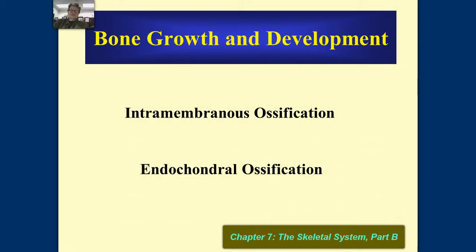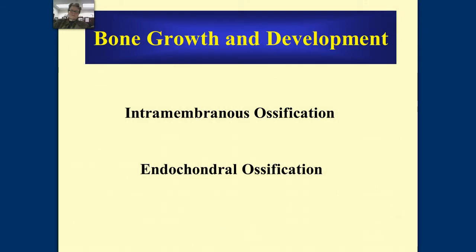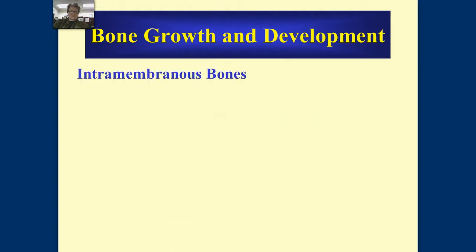Let's continue looking at the skeletal system and talk about bone growth and development. There are two types of ossification: intramembranous ossification and endochondral ossification.